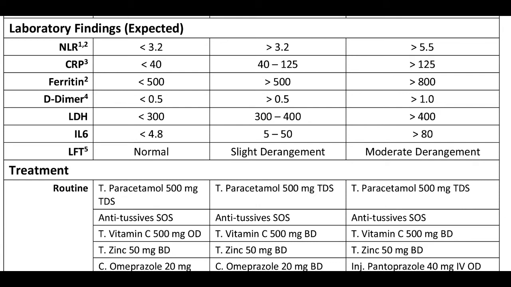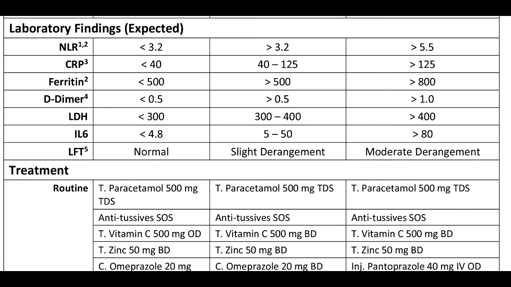LDH, if it is less than 300, mild; 300 to 400, moderate; and more than 400, we call it severe disease. Interleukin 6 is an inflammatory marker. If it is less than 4.8, it is mild. 5 to 50, it is moderate. More than 80, we call it severe disease. LFT is liver function test. If it is normal, then it will come under mild disease. If it is slightly deranged, it comes under moderate disease. If it is moderately or severely deranged, it comes under severe COVID disease.